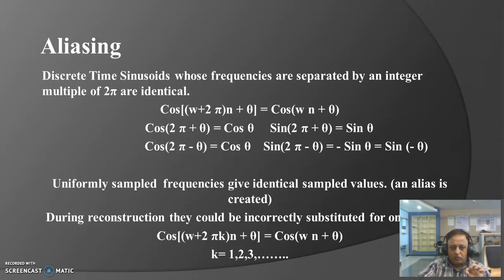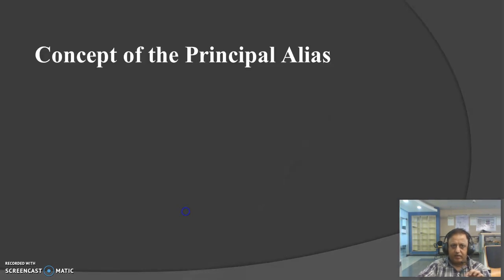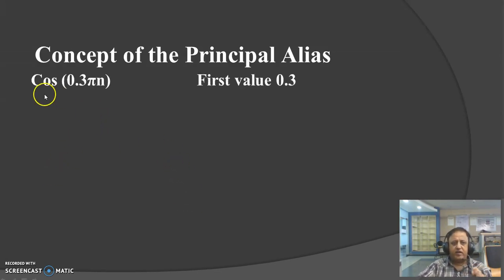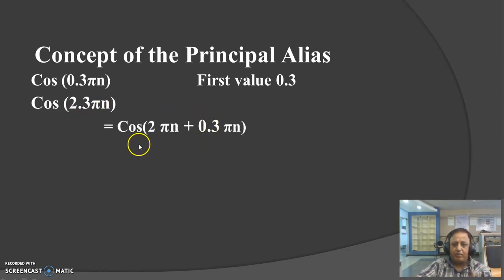Now, what do we do with this aliasing signal? Let's go to the next slide. We have to observe the concept of the principal alias. Take a waveform, say cos of 0.3 pi n. Now, the first value is 0.3 pi. You can't break up 0.3 pi further. So now let's take another expression, cos of 2.3 pi n. This can be broken up as cos of 2 pi n plus 0.3 pi n, right? Now, after every interval of 2 pi, the signal 0.3 pi is repeating once again. So this 2.3 pi would be an alias of 0.3 pi.